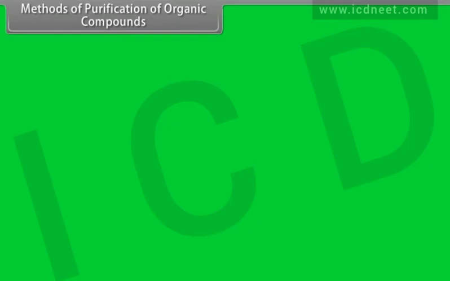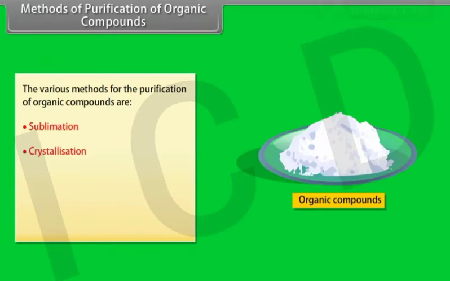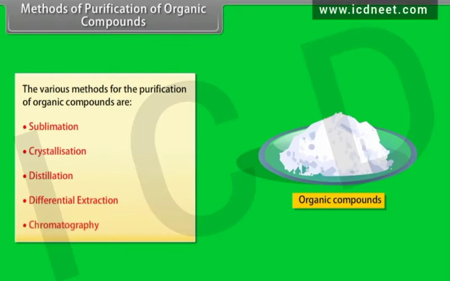Methods of purification of organic compounds. The various methods for the purification of organic compounds are sublimation, crystallization, distillation, differential extraction, and chromatography.